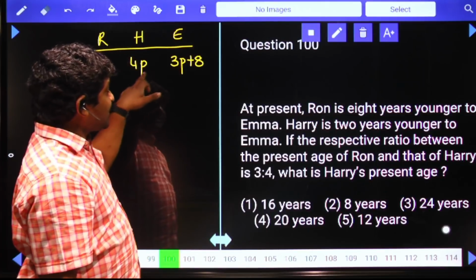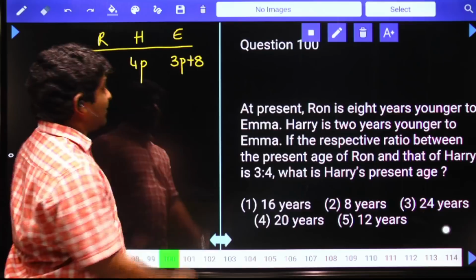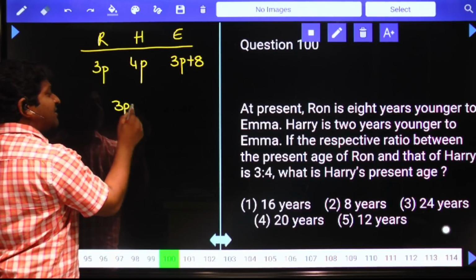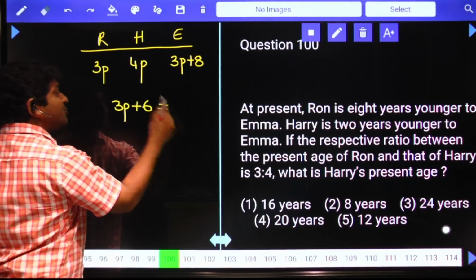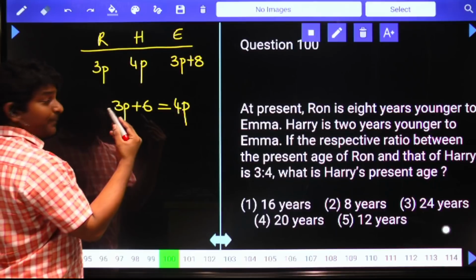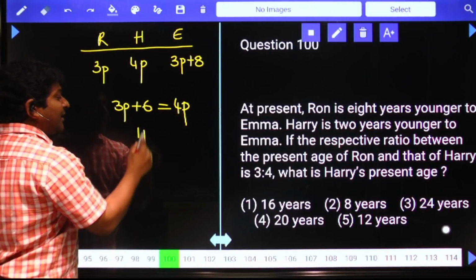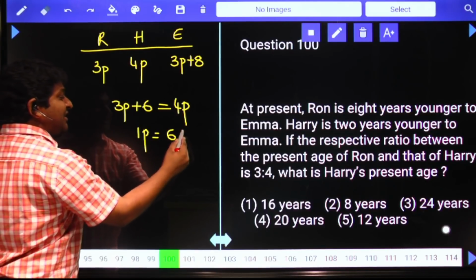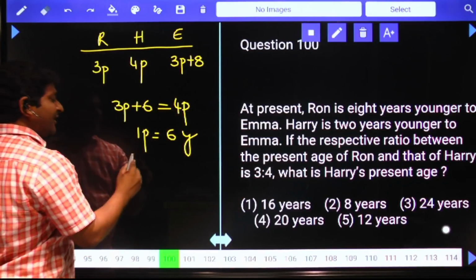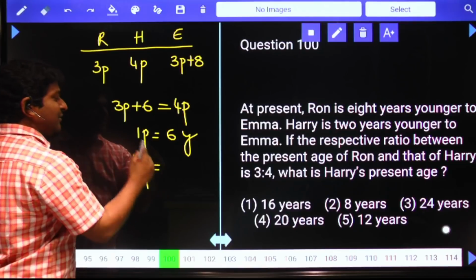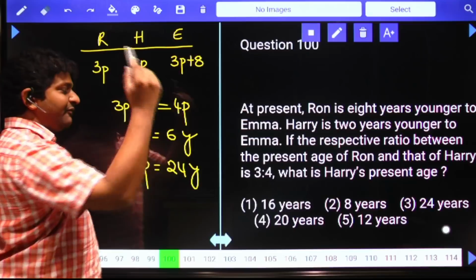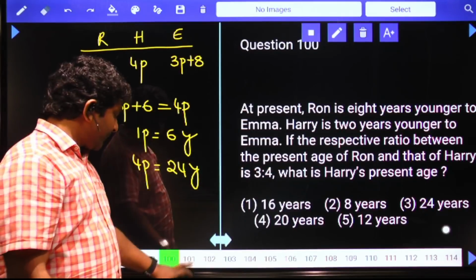Harry's age is equal to 2 years younger than Emma. Subtract 2 from this number, then that becomes 3 parts plus 6, and that has to be equal to Harry's age, which is equal to 4 parts. From this, 1 part is equal to 6 years. Then your question is Harry's age, which is 4 parts, that is equal to 4 into 6, 24 years. 24 years is our final answer, third option.